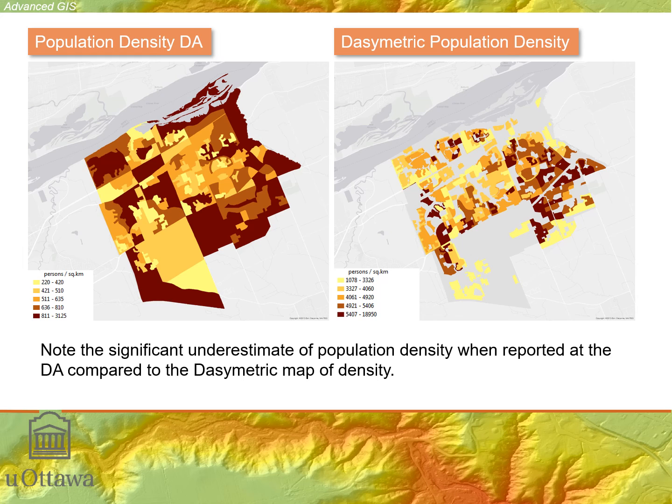So after doing it, this is how it looked originally. This is the original population density, if you looked at the dissemination areas only. And then the Dasymetric population density. And it looks quite different visually.